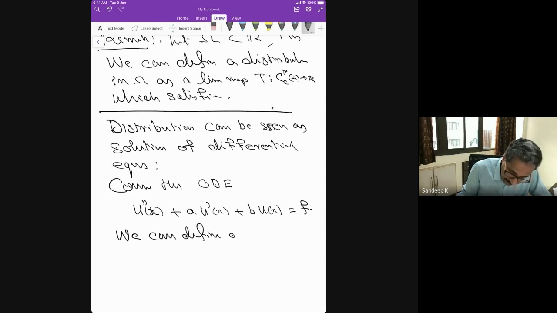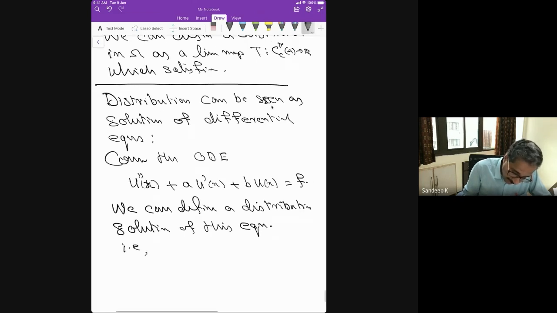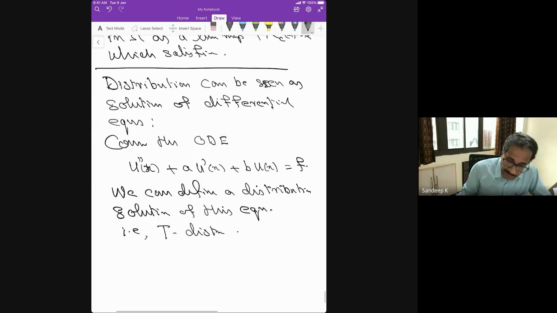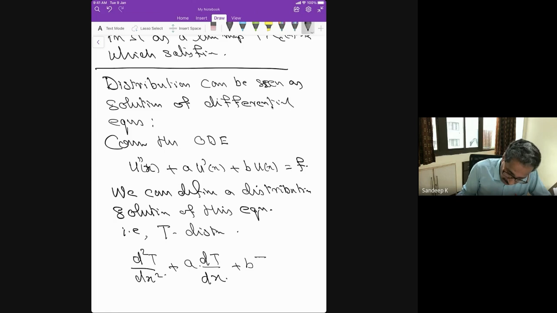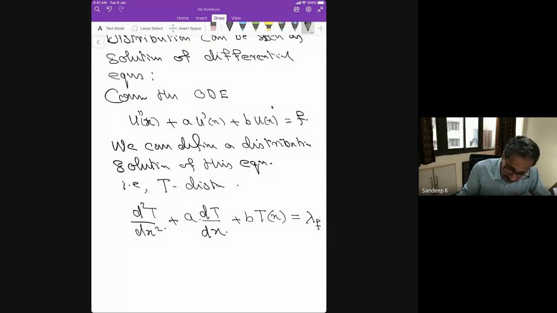We can define a distribution solution of this equation. That means you take a T, which is a distribution. Then, since T is infinitely many times differentiable, you can find, in my notation, d squared T by dx squared, plus a times dT by dx. A distribution can be multiplied with a constant; I have not told you that, but you can do that. Plus b times T. Two linear functionals can be added, so these distributions can be added, and this is a linear functional. Then you can see whether this is going to be f. If f was a function, there is a corresponding distribution called lambda f. So T is going to be a solution if it satisfies this.